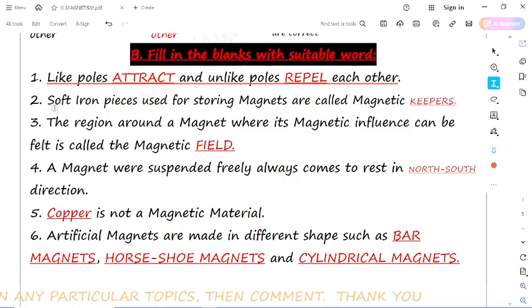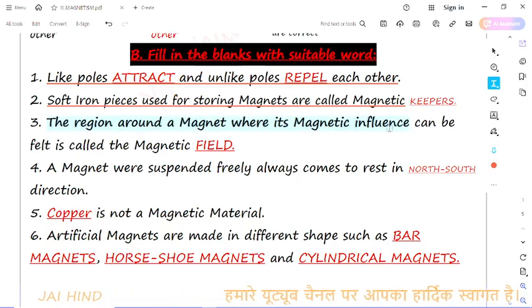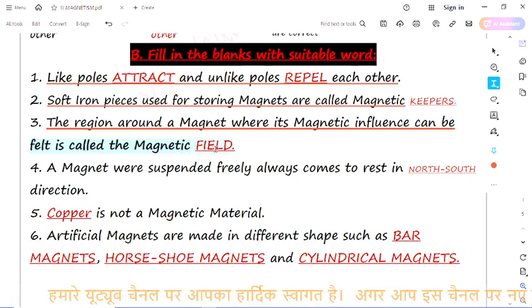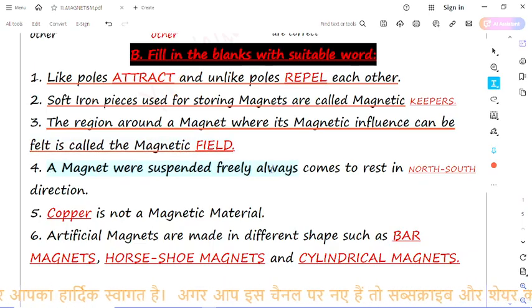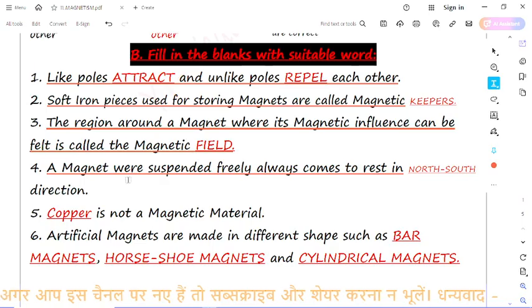Now the next question is: soft iron pieces used for storing a magnet in a coil are called keepers. Next is: the region around a magnet where the magnetic influence can be felt is called the magnetic field. The next is: a magnet, when suspended freely, always comes to rest in the north-south direction.